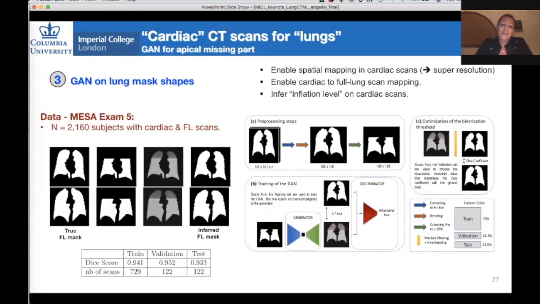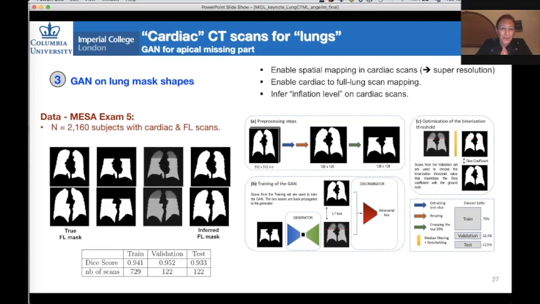All right, and the last thing I wanted to mention is a short study we did last summer, where we went back to thinking about whether we could do other things with those cardiac scans, like, for example, super resolution, or some mapping between full lung CT scans and cardiac scans. And for that, what we are really missing is the apical part, because without this, we can't equip the lung with any spatial coordinate, and then mapping becomes very difficult.